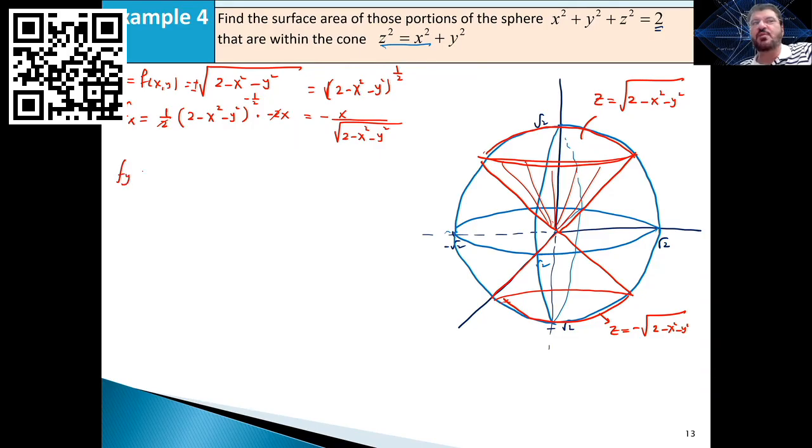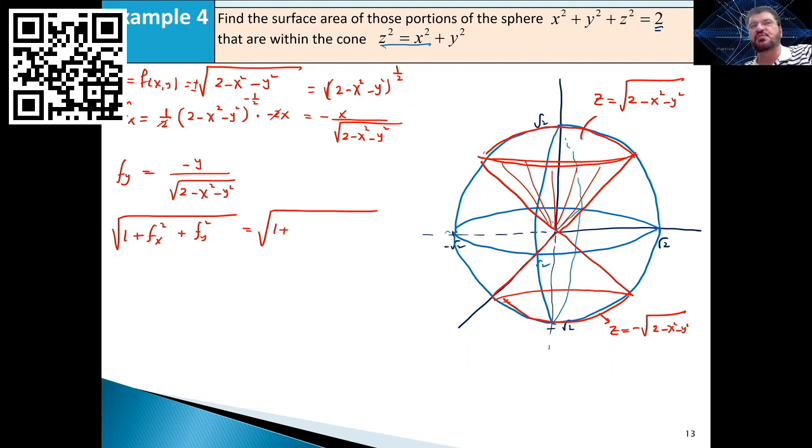Similarly, by the way, fy will be what? Minus y over the square root of 2 minus x squared minus y squared. This is fy. Remember, in the surface area, I have to do 1 plus fx squared plus fy squared, isn't it? So this is the square root of 1 plus, if you square the first one, you get x squared over 2 minus x squared minus y squared, plus, if you square this, which is that one actually, you get y squared over 2 minus x squared minus y squared.